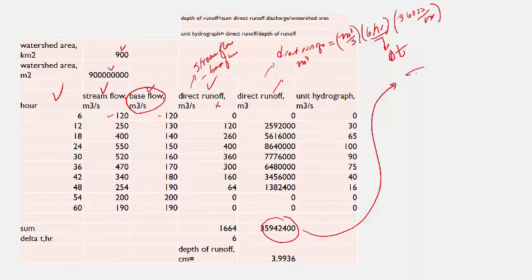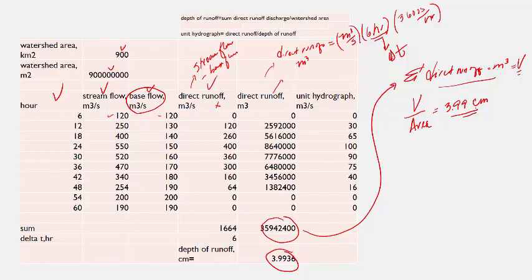So here you have the summation of the direct runoff, and this is in cubic meters. Okay, so this is the total volume of the runoff, what we saw earlier. Now, as you divide the direct runoff by the watershed area, then you will get, in this case, 3.99. If you want to pause this and make sure that you understand where the numbers are coming from, that is important. So this is 3.99 centimeters.